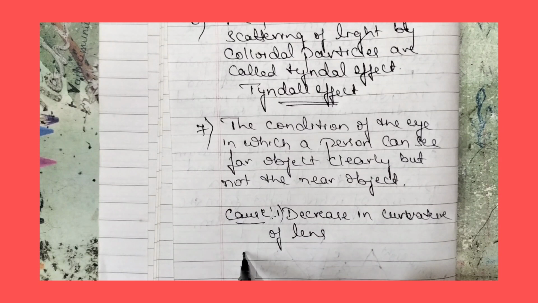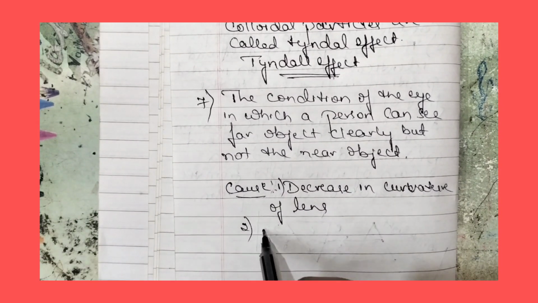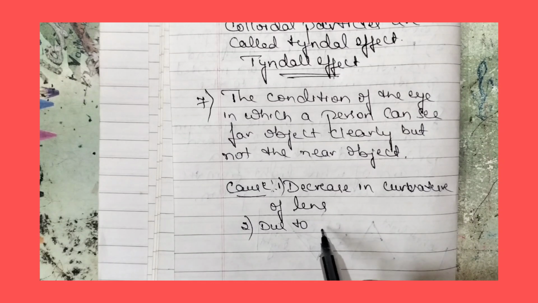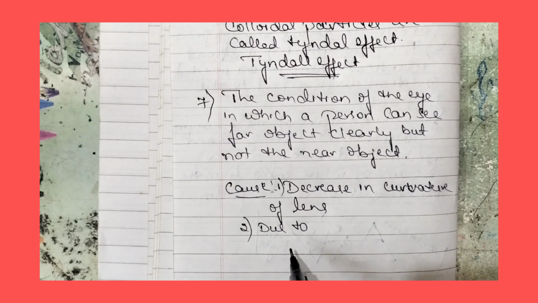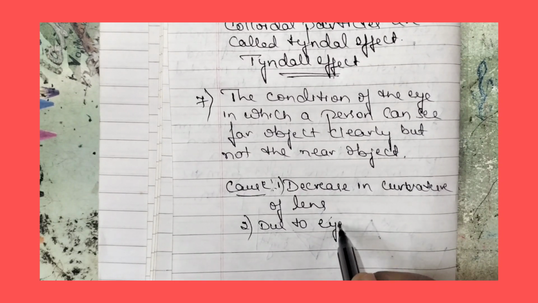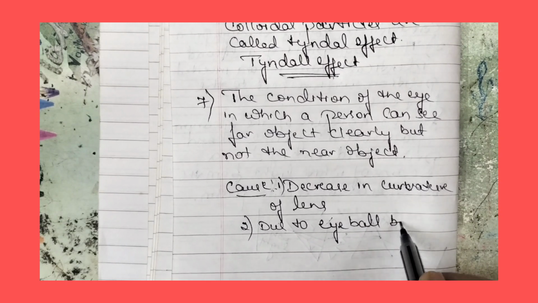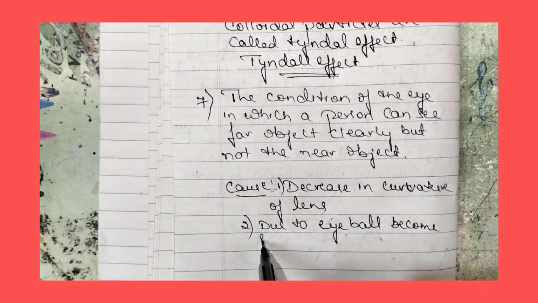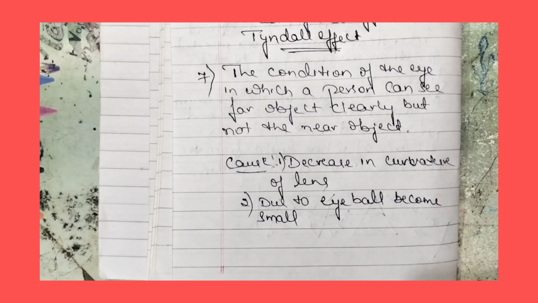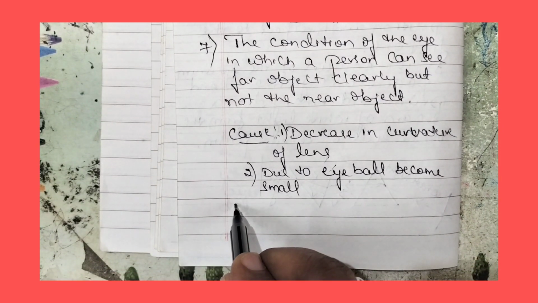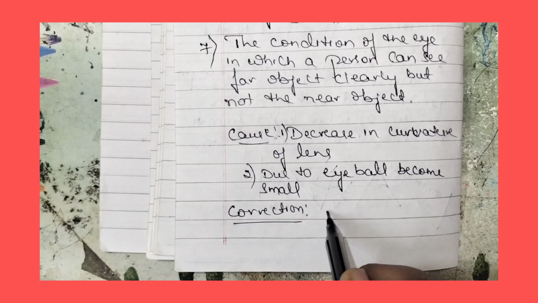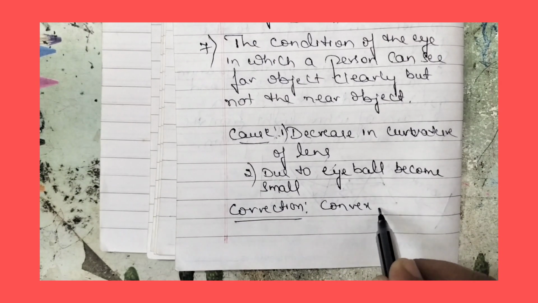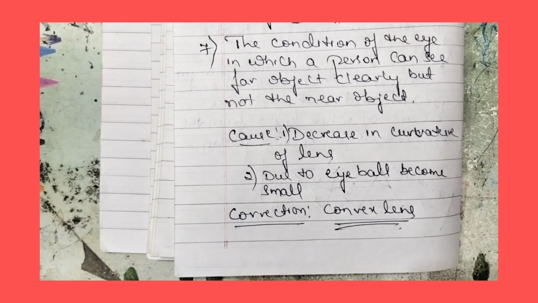Second one, due to the eyeball becoming small. This is the cause for hypermetropia. Then what is the correction we can do? To correct this one, we have to use convex lens. By using convex lens, we can avoid hypermetropia.